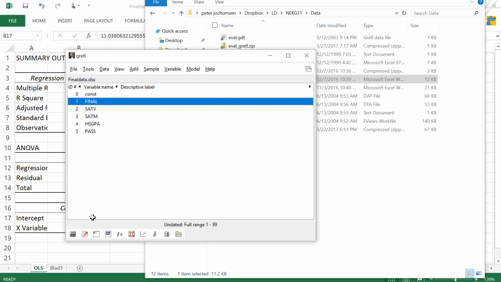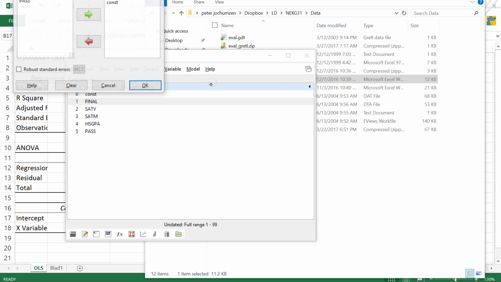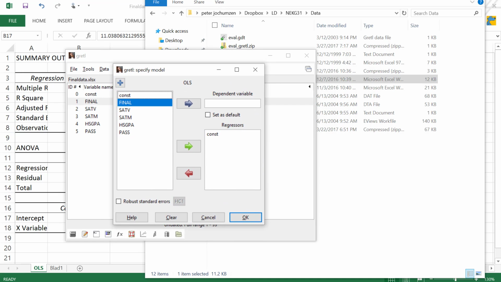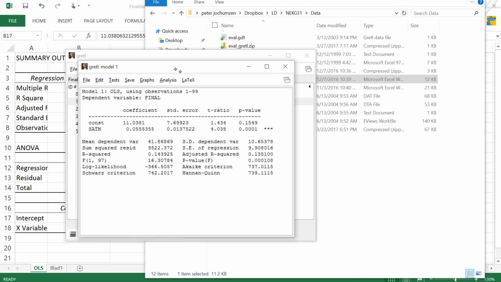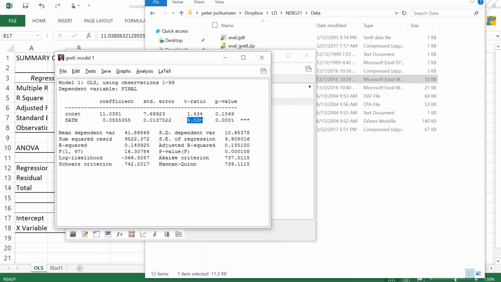So let's see how to do the same thing in Gretl. I have the same data imported. Just go to Model, Ordinary Least Squares to estimate the parameters first of all. Finalsat them, OK, gives you this result. And now you have the t-statistic there.